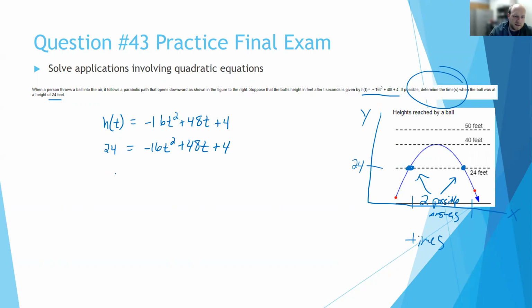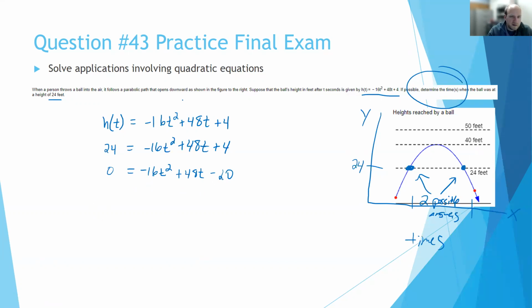So what would I do? Well, let's set this to 0 and let's subtract 24. So I'd have negative 16t squared plus 48t plus 4 minus 24, which is negative 20. Now at this point, we had learned in chapter 11 to do the quadratic formula, and that's probably what I would suggest in this case. You could also maybe factor. You could divide all these things by a greatest common factor, and then you could factor, but I'm just going to use the quadratic formula.